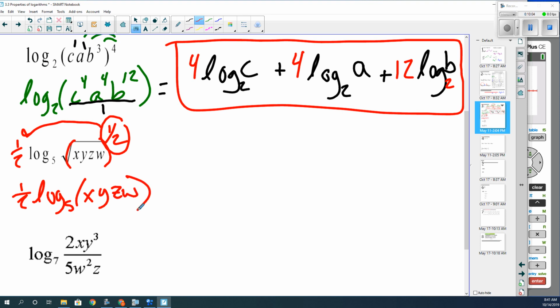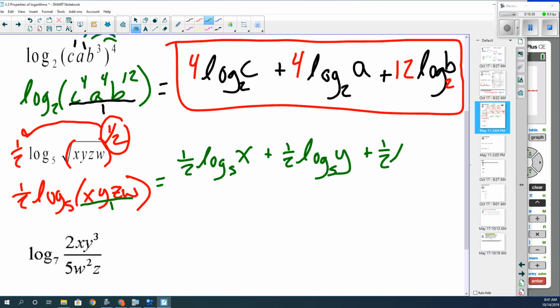And then when I expand it out, I have to make sure that 1/2 log base 5 goes with every single one of those with addition, because these are all over 1, so they came from the top of the fraction. So I'll get 1/2 log base 5 of x, plus 1/2 log base 5 of y, plus 1/2 log base 5 of z, plus 1/2 log base 5 of w. And then that whole thing is my answer.